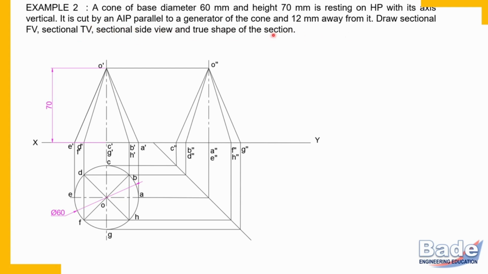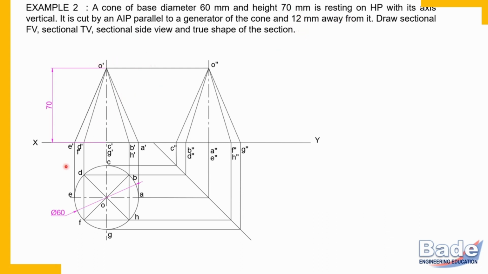Okay, so how to draw this cutting plane line? Try to understand. Cutting plane line is parallel to generator. Only end generator shows its true inclination, and therefore we should draw cutting plane line parallel to end generator at distance 12 mm. Now here I have seen many students making mistake in measuring that distance 12 millimeters.